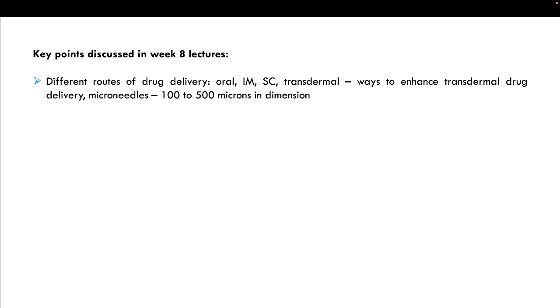So last week we have been looking at different routes of drug delivery. We have looked at the oral route, which is one of the most conventional ways of delivering medicine. This is the most patient compliant route of delivery because it is not invasive and patients are readily able to take tablets or syrups or capsules. But it also comes with its own disadvantages. For example, if a patient is unconscious, you cannot deliver the drugs orally.